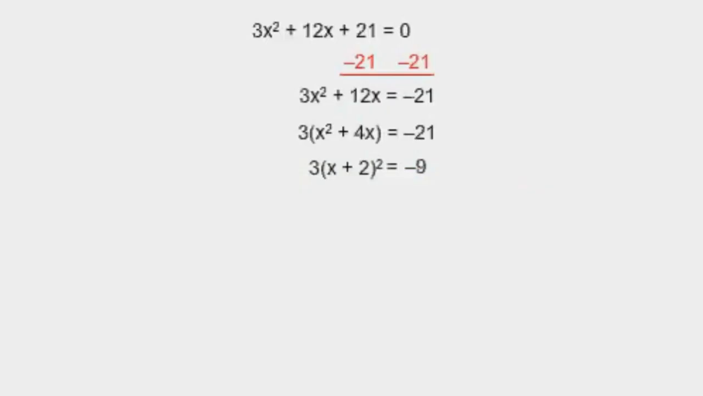What is the first step? That's right, divide both sides of the equation by 3. Great job! Next, take the square root of both sides. Be sure to completely simplify the radicals.